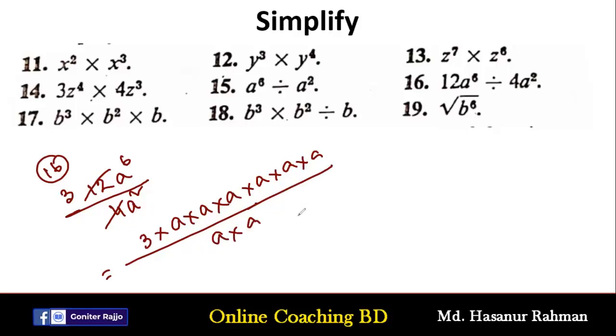Now we have to divide. We can divide a and a and a. Then how many a are there? 1, 2, 3, 4. So here the final answer will be 3a to the power 4.